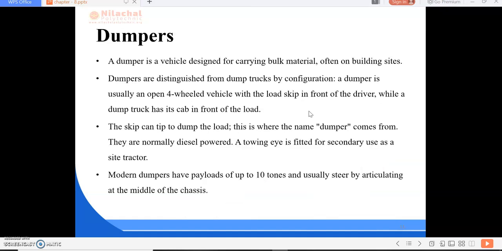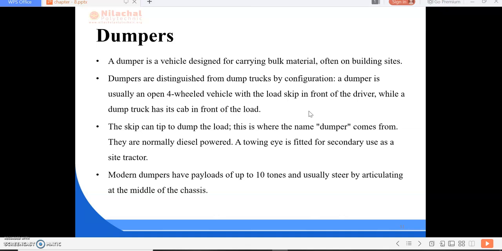Okay. Next is dumpers. A dumper is a vehicle designed for carrying bulk material, often on building sites. Dumpers are distinguished from dump trucks by configuration. A dumper is usually an open four-wheeled vehicle with the load skip in front of the driver, while a dump truck has its cab in front of the load. The skip can tip to dump the load. This is where the name dumper comes from.